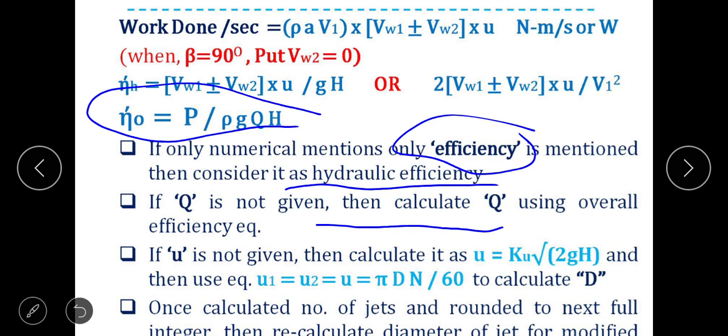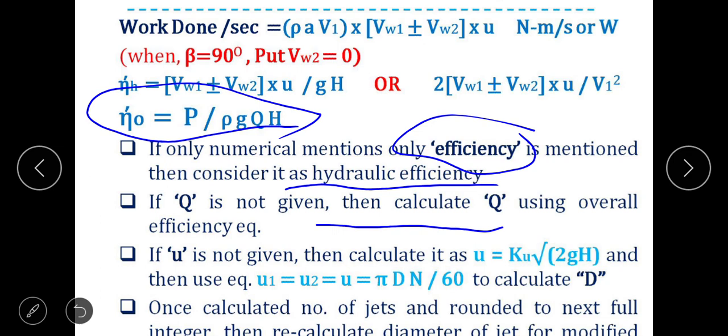Use this equation so that everything is known except capital Q, and you can find Q. If small u is not given, then calculate it as u = Ku under the root 2gH, and then use the equation u1 = u2 = u = πDN/60 to calculate capital D, the diameter of the pitch circle, where small d is the diameter of the jet.